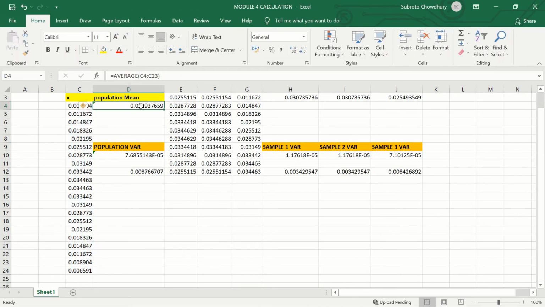Now we have taken the average. This is the formula for average, and then we have taken the variance. You note that we have taken var.p. That is the population variance we are calculating. And we have taken the square root of this cell, so that is the case of standard deviation, right?